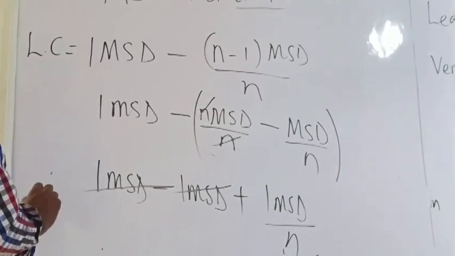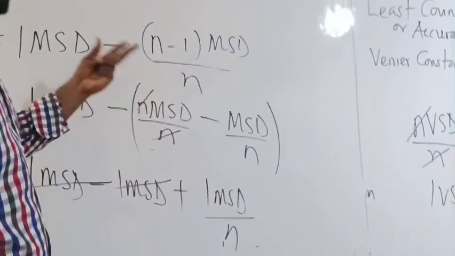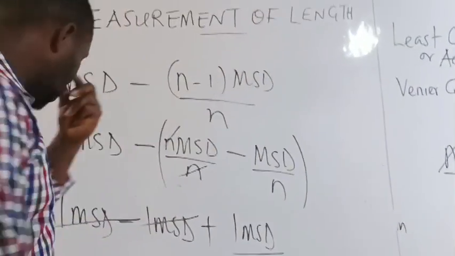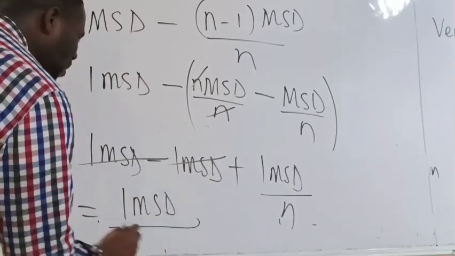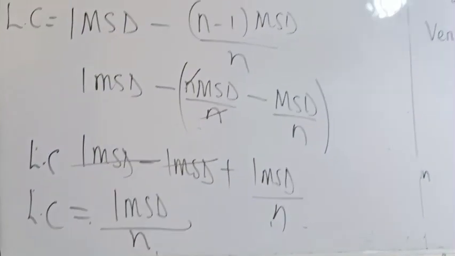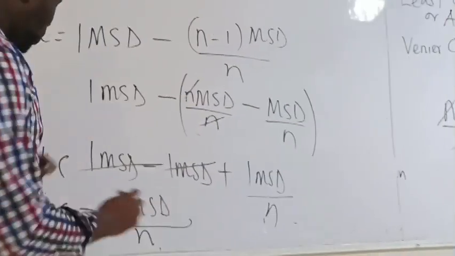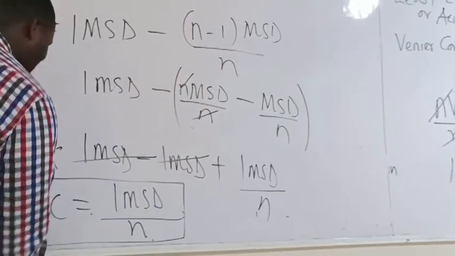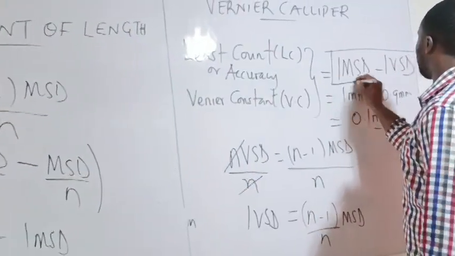So least count could be either 1 main scale division minus 1 Vernier scale division, or it is 1 main scale division divided by the number of Vernier scale divisions. Right? Alright. So we could use this for the least count, or we could use this for the least count.